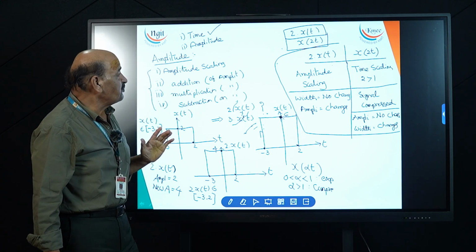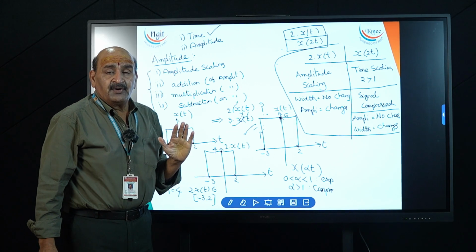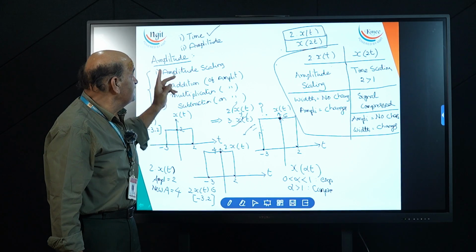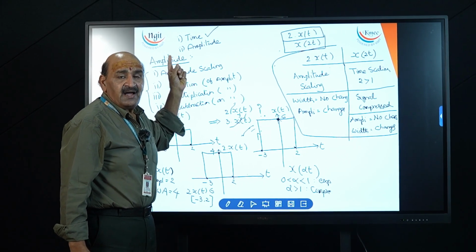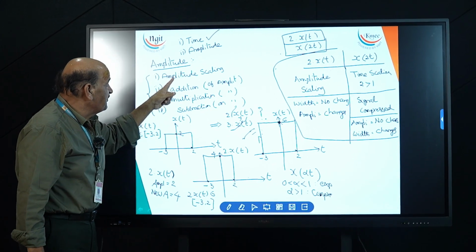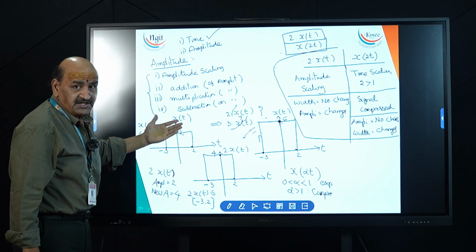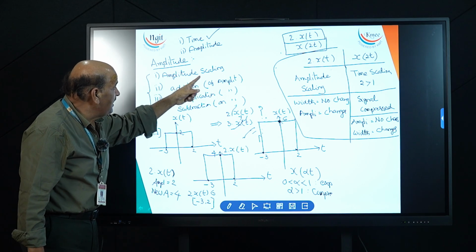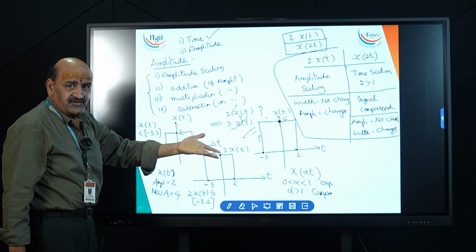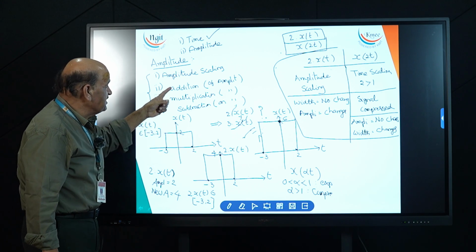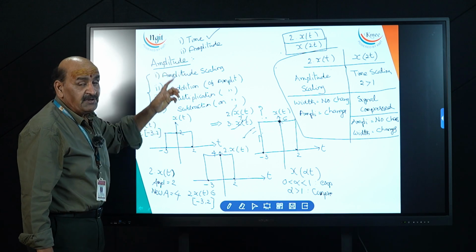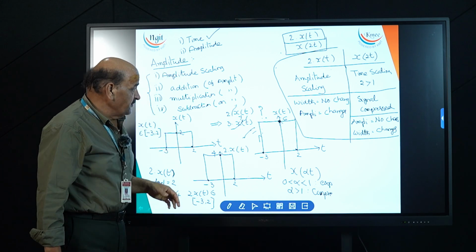Now again, come to the kinds of operations you can make on signals: two kinds. One is with respect to the time parameter, another is with respect to the amplitude parameter. Under amplitude, we can exercise 4 operations. Just now a topic is concluded. Amplitude scaling is completed. In the next session, we are going to discuss operations of addition, multiplication, subtraction with respect to the amplitude parameter. Thank you very much.